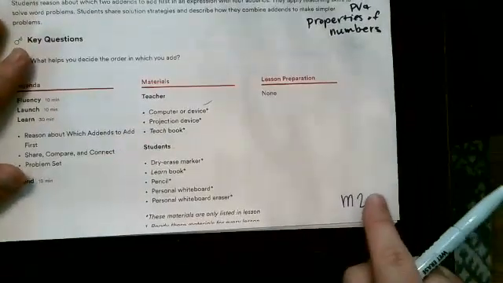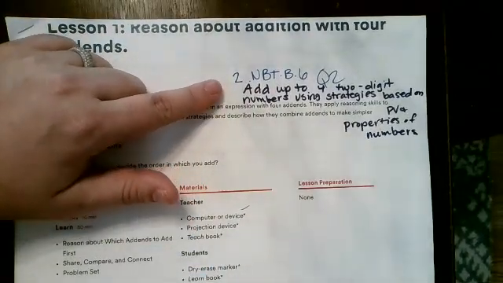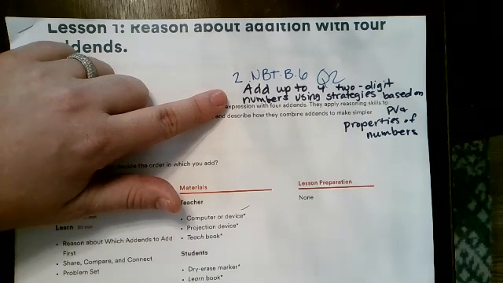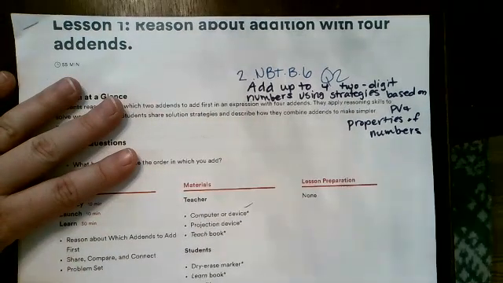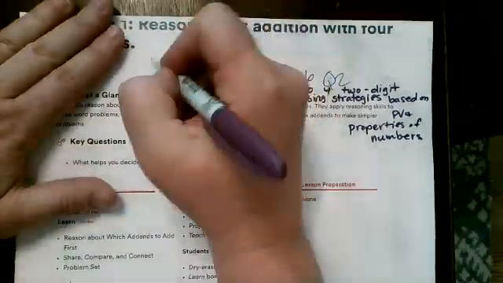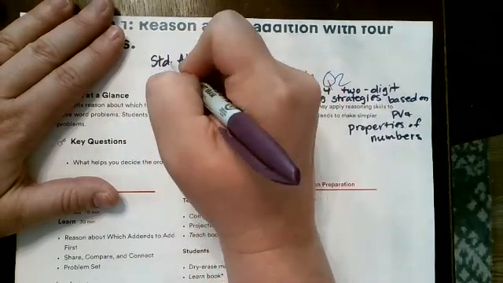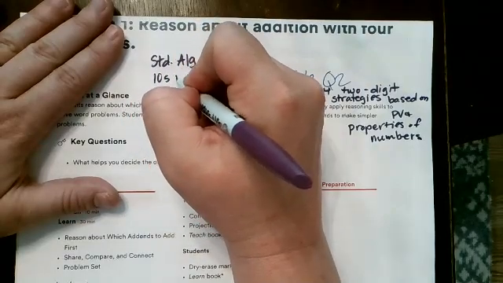This is the lesson for second grade, Module 2, Lesson 1. The standard that we're focused on here is add up to 4 two-digit numbers using strategies based on place value and properties of numbers. Now, because we are working with a lower group, we're going to differentiate this in a way that we're really teaching two strategies. One of those strategies is the standard algorithm, and then the other one is to break into like parts of tens and ones.